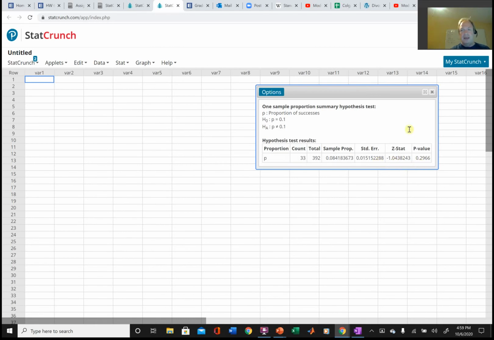I can see the p-value is way above. Alpha never goes above 10% in real life or even in the book. So the p-value is going to suggest that we're going to fail to reject. In other words, there's not enough evidence to prove that their claim is not true. All right, good.